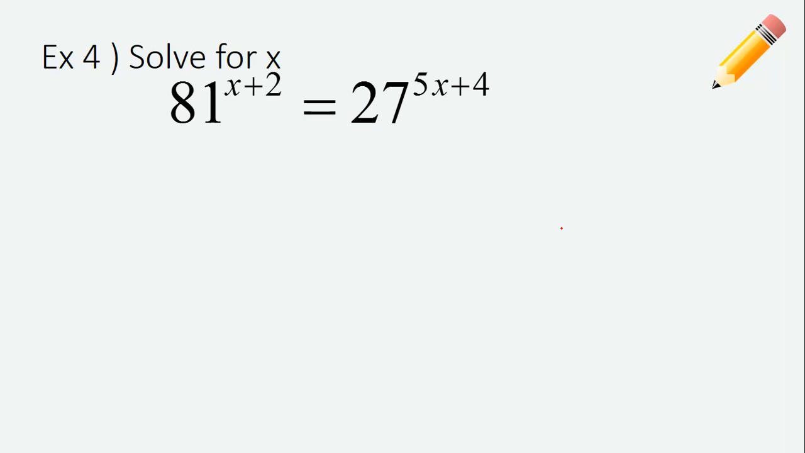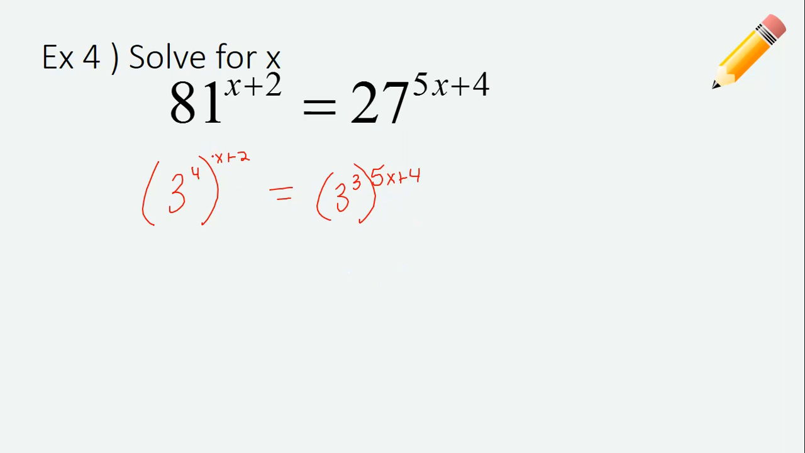Ooh, quite a bit more here. 81 to the x plus 2 power equals 27 to the 5x plus 4 power. Well, I need to look at my green card here. What row do 81 and 27 both show up in? Looks like 3, right? So 3 to the 4th is 81. And 3 to the 3rd is 27.